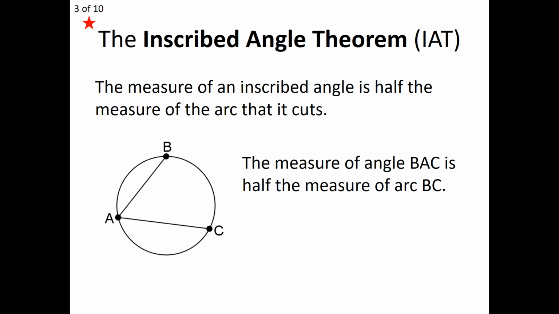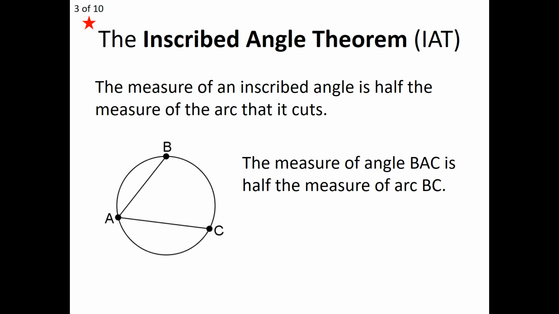So thus we have what's called the inscribed angle theorem, or to us the IAT. Let's dive into what this says. It says that the measure of an inscribed angle is half the measure of the arc that it cuts. In other words, if we take a look at the diagram below, the measure of our inscribed angle BAC is equal to half the measure of the arc that it cuts, BC.